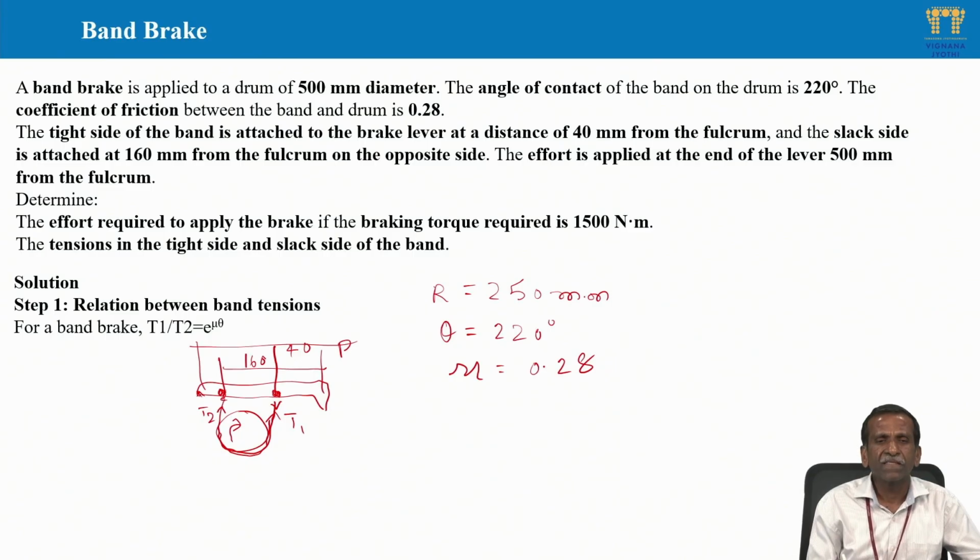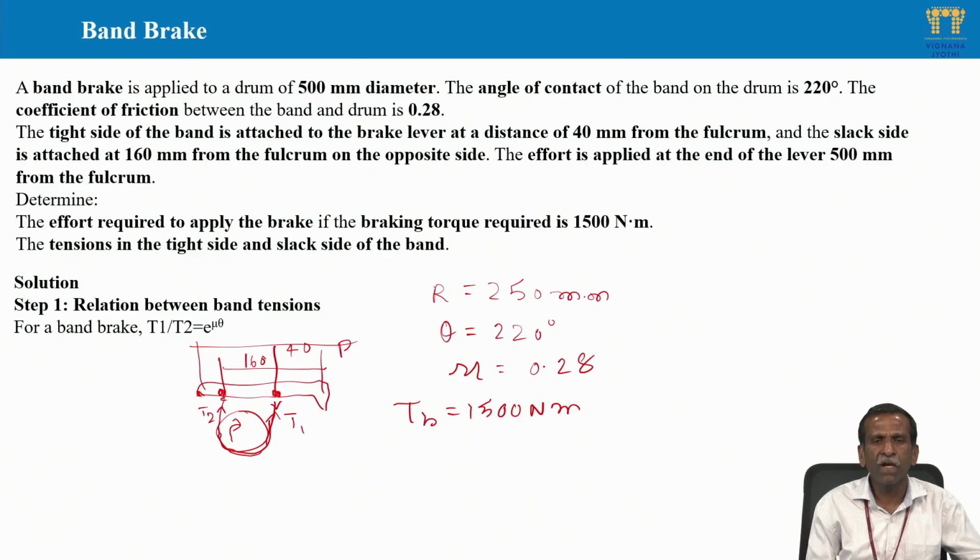Anyhow, then we need to evaluate the effort required to apply the brake if the brake torque is 1500. Braking torque is given as 1500 Newton meter. The tension in the tight side and slack side you need to evaluate. This is a little bit lengthy problem.